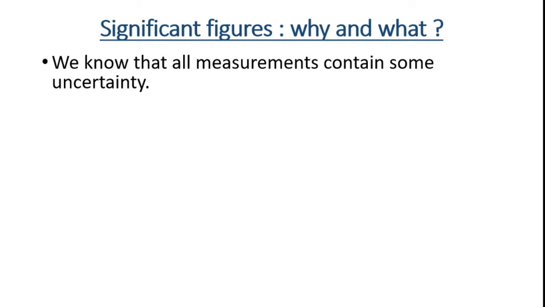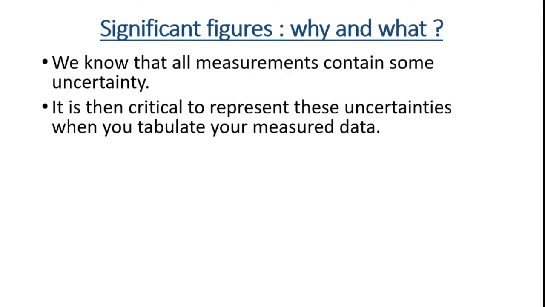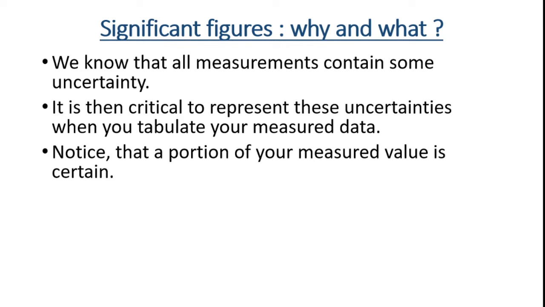The fact is, now that we know that all measurement contains some sort of uncertainty, we must find a way to represent or tabulate the data so as to convey the information regarding the precision of the measurement. That is, the uncertainties we had. Notice that a portion of our measured value is always certain.